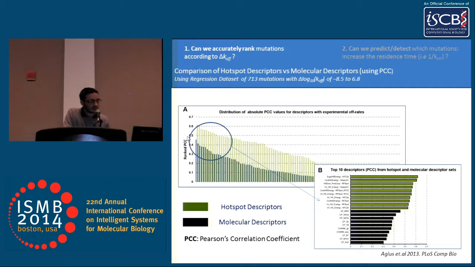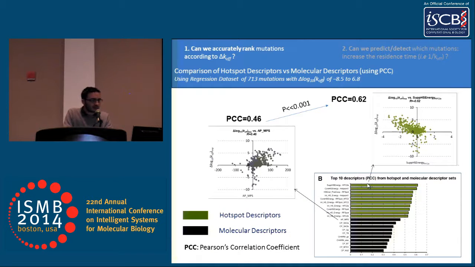If we zoom in a little bit on the top 10 descriptors, we can see that molecular descriptors are dominated by statistical potentials, and the hotspot descriptors are dominated by the interface hotspot energy that I showed you before. You can see multiple instances of interface hotspot energy because we test a number of computational hotspot predictors just to validate the method.